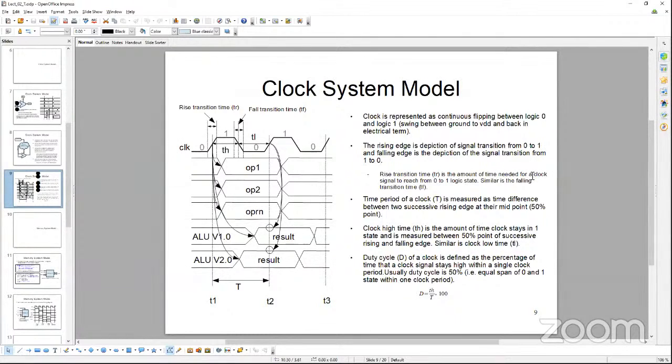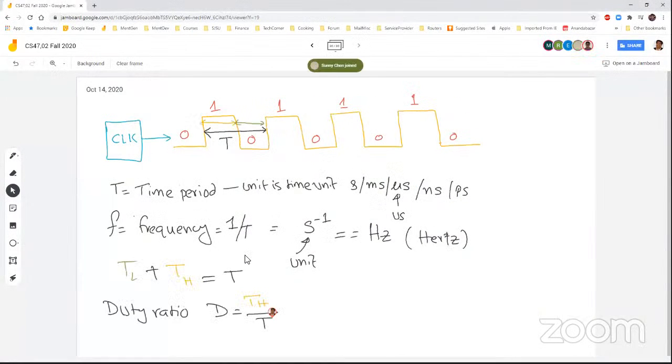And from there, it has one specific property called duty ratio, which is defined as T high by T. Professor, we can't see the Jamboard. Oh, sorry. There you go.